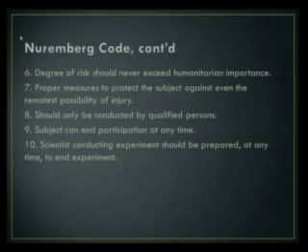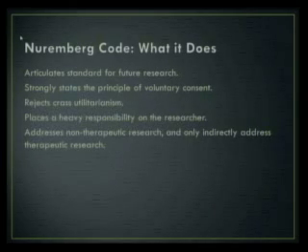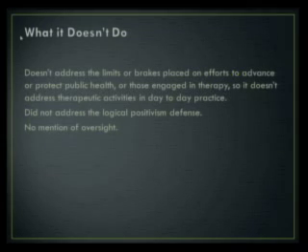But as I said, there were two perfectly good codes regarding informed consent in Germany from 1891 and 1907. So what happened? It happened because they were ignored. The codes were ignored. So there again, that's what the Nuremberg Code does, and that's what it doesn't do. There's no mention of oversight. It didn't address the defense put up by the defendants. It doesn't address any efforts to advance or protect public health.